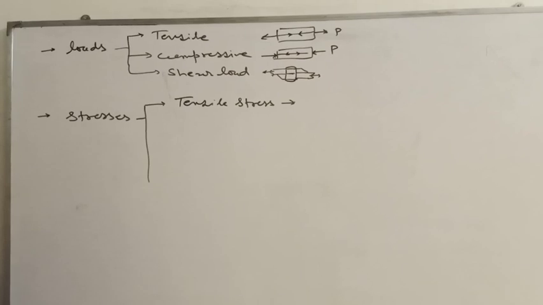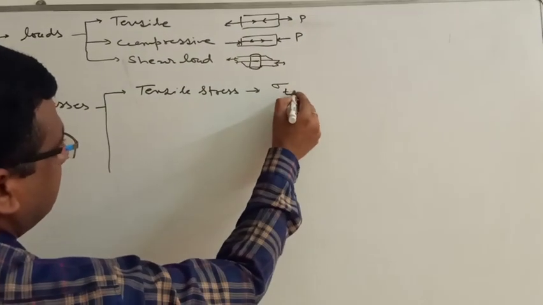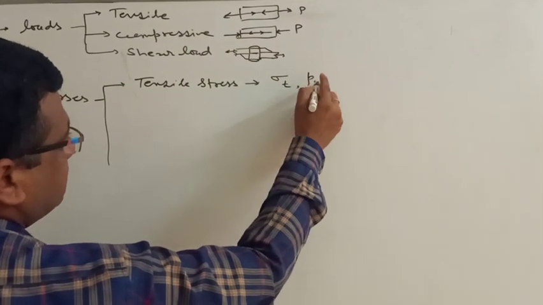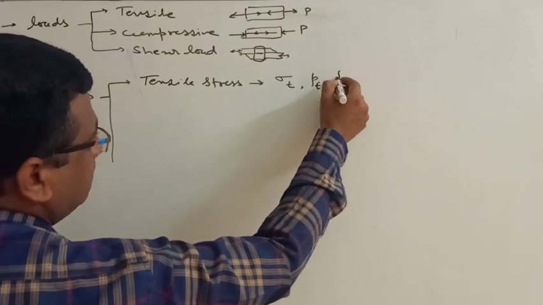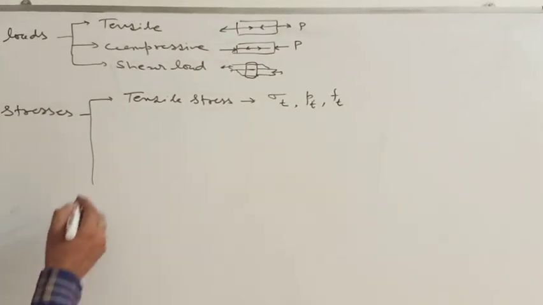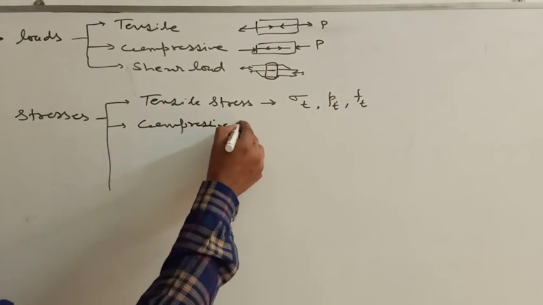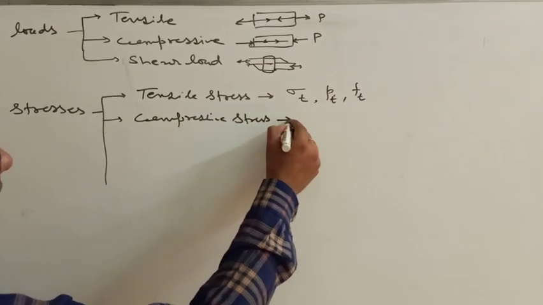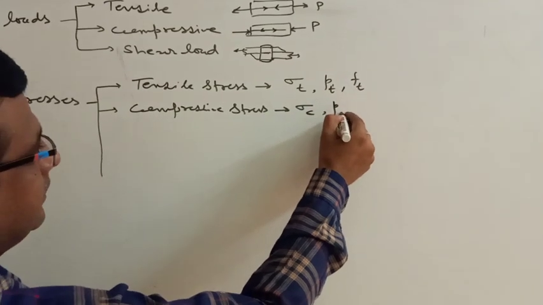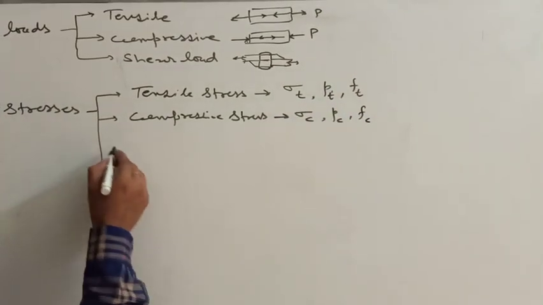If we are considering the tensile load, then there is a tensile stress, and various nomenclatures or notations are used. We can define it by sigma T. These symbols are also used in some books. If you are considering the compressive load, then the compressive stress is defined by sigma C, PC or FC.